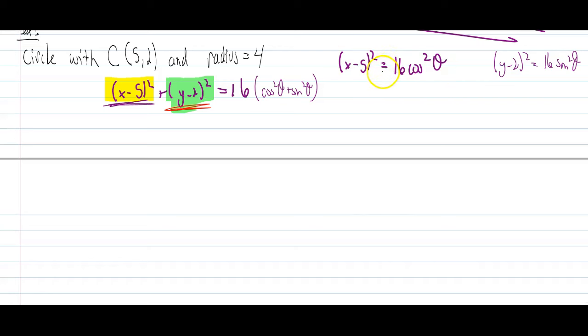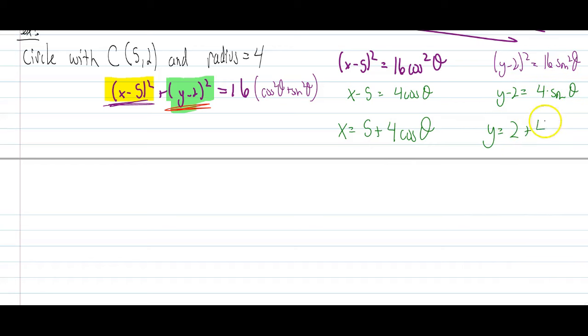For the first one, take the square root of both sides, and I'm just going to deal with the positive roots here. So x - 5 equals 4 cosθ, and I'm trying to solve this one for x, so then I'm going to add 5 to both sides. So x equals 5 plus 4 times the cosine of θ. So my x value is good in parametric form. And then for the y, I'm going to take the square root of both sides also. So y - 2 equals 4 times the sine of θ. Add 2 to both sides. y equals 2 plus 4 times the sine of θ.